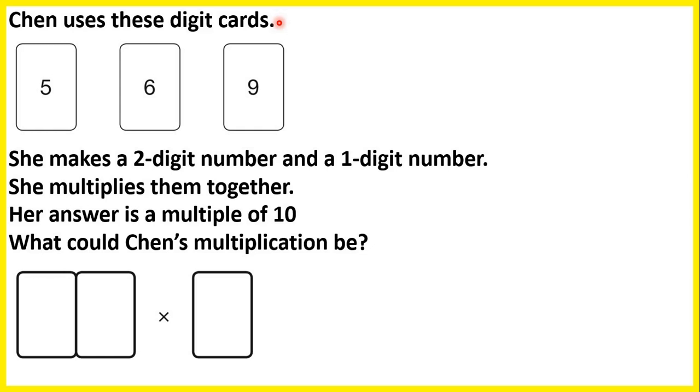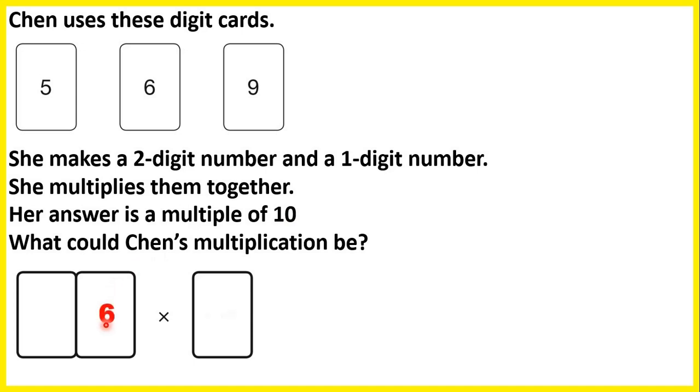Chen uses these digit cards. She makes a 2-digit number and a 1-digit number. She multiplies them together. Her answer is a multiple of 10. What could Chen's multiplication be? So we need to remember that a multiple of 10 is a number in the 10 times table, and all multiples of 10 end in a 0.